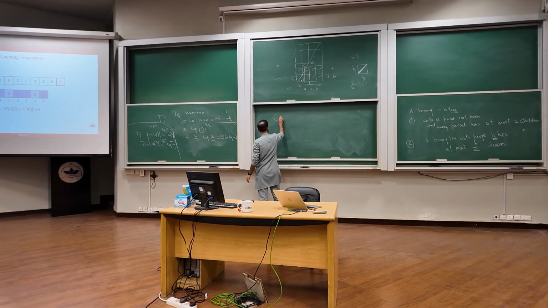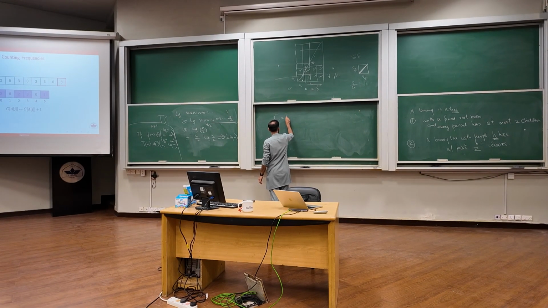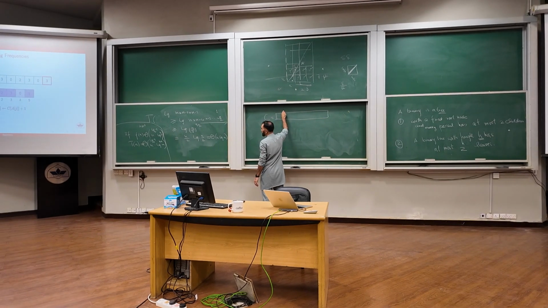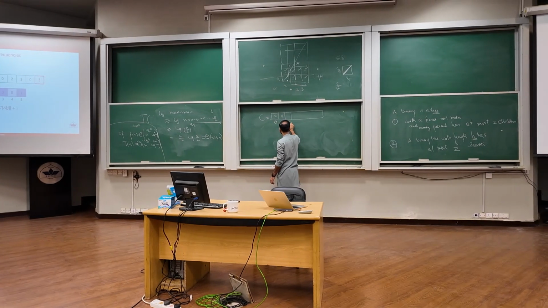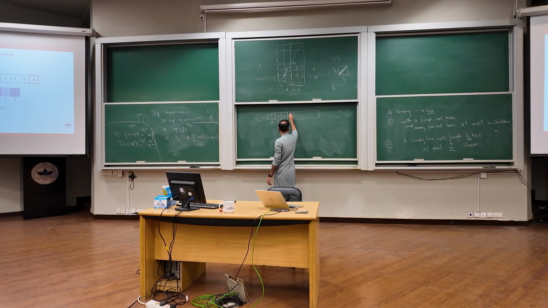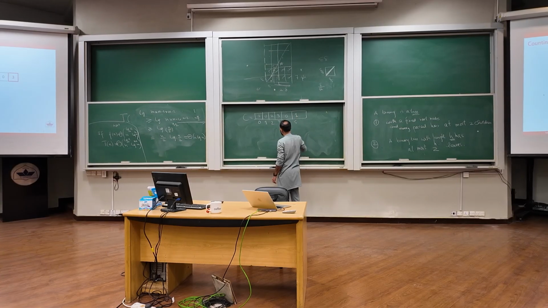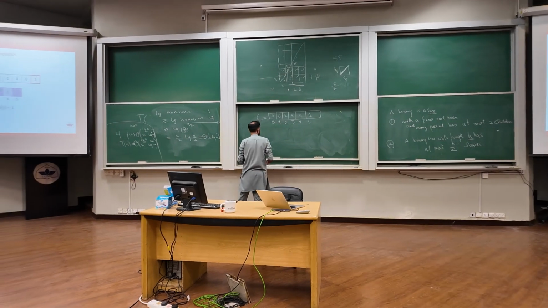So I have this count array. Count of 0 is 2. Count of 1 is 0. Count of 2 is 2. Count of 3 is 3. Count of 4 is 0. And count of 5 is 1. All right?